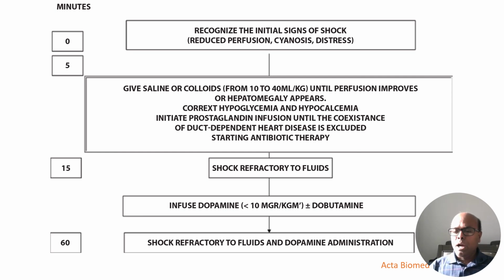This is an algorithm for how to approach a patient with neonatal septic shock. Number one, recognize the initial signs of shock. Then immediately give fluid resuscitation. Recommended is 10 to 40 ml per kilo until the patient improves or hepatomegaly or respiratory distress appears. Correct hypoglycemia and hypocalcemia. Initiate prostaglandin infusion until the coexistence of ductal dependent heart disease is excluded, and start antibiotic therapy immediately.